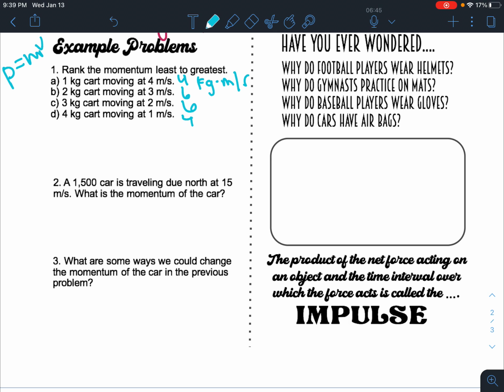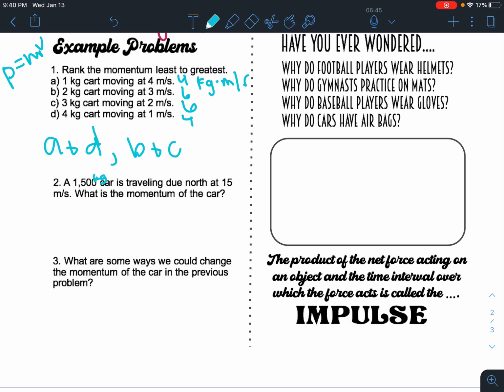So if you look at these, I just didn't recopy that unit just to save space, but you can clearly see that A and D have lesser momentum than B and C, and they tie, so that's why we include them.